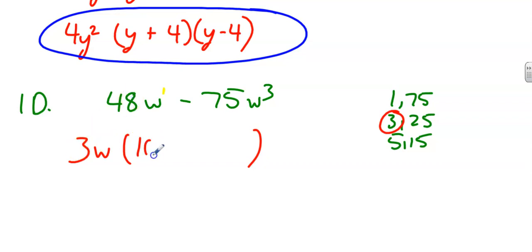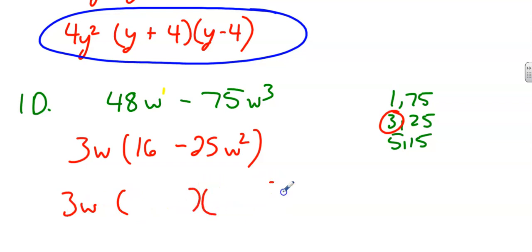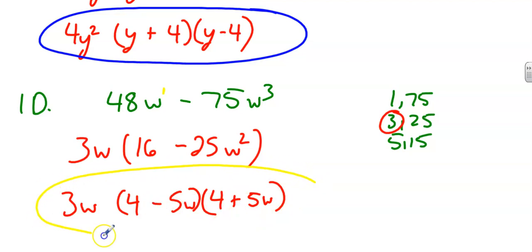48 divided by 3 is 16. We took the w out of this one. 75 divided by 3 is 25. If you take 1 w out, you're left with w squared. Okay, 16 is 4 times 4. 25 is 5 times 5. Again, one plus, one minus. And then that's the final answer we're looking for.